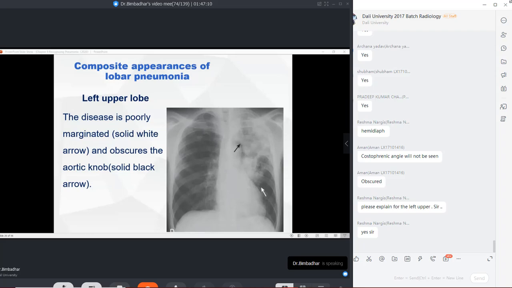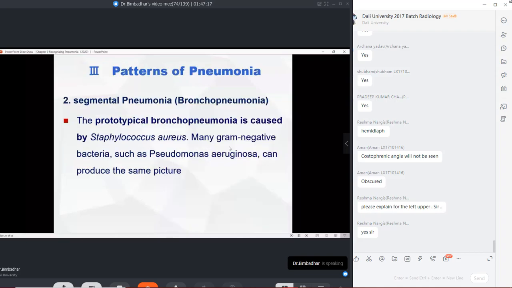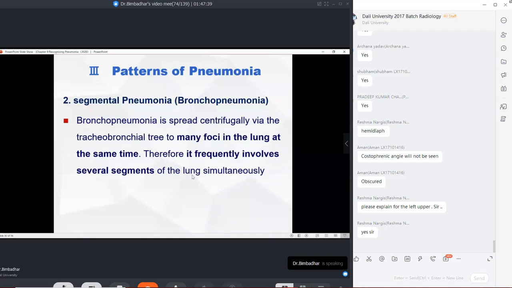Right. Okay. Now, what exactly is a segmental pneumonia? Segmental pneumonia is entirely different from lobar pneumonia. Lobar pneumonia is pneumococcal pneumonia, whereas bronchopneumonia is generally caused by Staphylococcus aureus. Many gram-negative bacteria such as Pseudomonas aeruginosa can also produce the same picture. Okay, so let us see bronchopneumonia patterns. The difference between a lobar pneumonia and a segmental pneumonia is that they will have many foci in the lung at the same time, and therefore it frequently involves several segments of the lung simultaneously. So it is a diffuse reaction, whereas lobar pneumonia is a localized reaction, right?